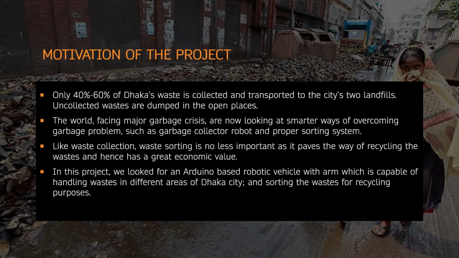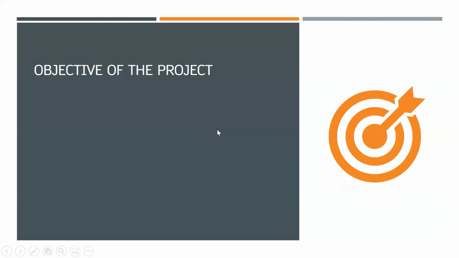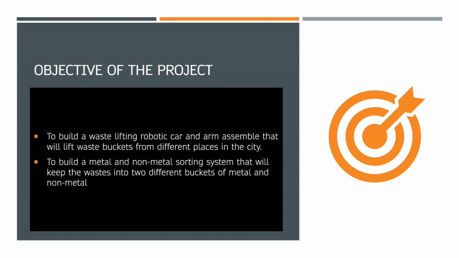In our project, we use an Arduino-based robotic vehicle with arm, which is capable of handling waste in different areas of Dhaka city and sorting the waste for recycling purposes. There are two parts of our project. A waste lifting robotic car with arm is built to lift waste buckets from different places in the city. And the sorting system is built to keep the waste into two different buckets of metal and non-metal.